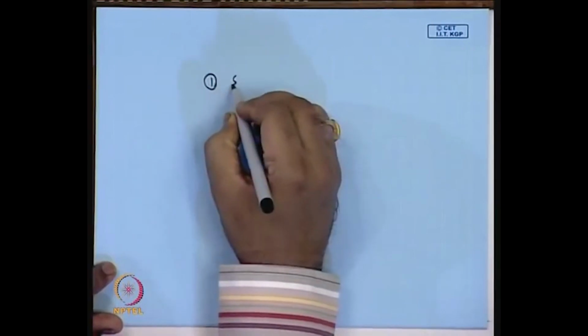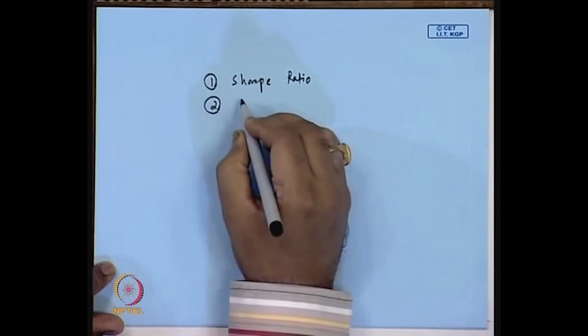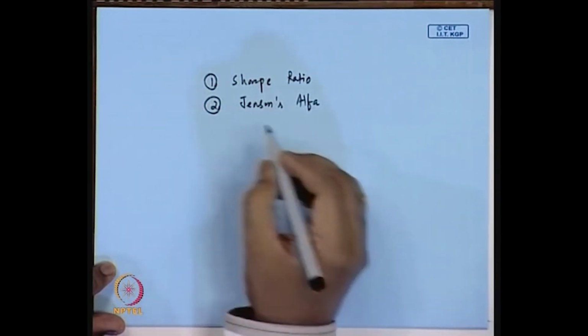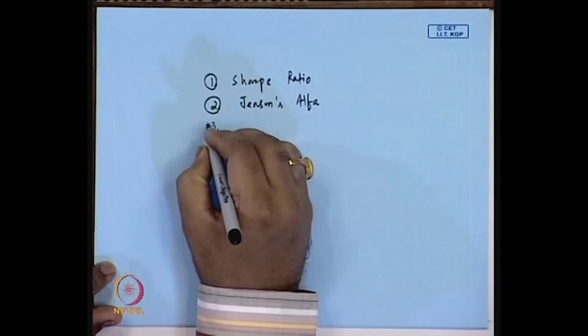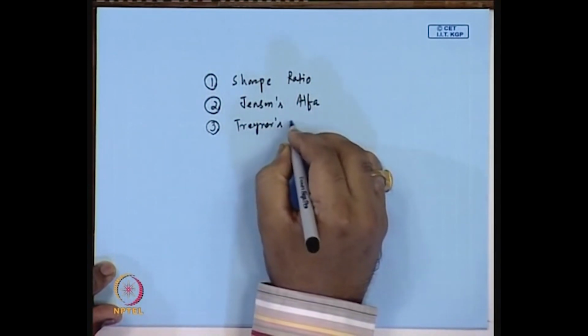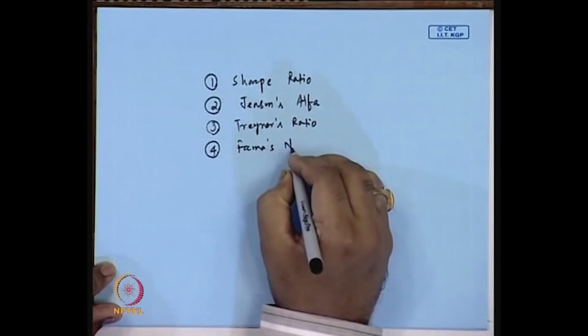In the previous class, we started a discussion on portfolio performance evaluation, and here we observed that there are different methods we use for it. We started with the Sharpe measure, the Sharpe ratio, and we also discussed Jensen's alpha, and another ratio, the Treynor ratio, and also Fama's net selectivity.